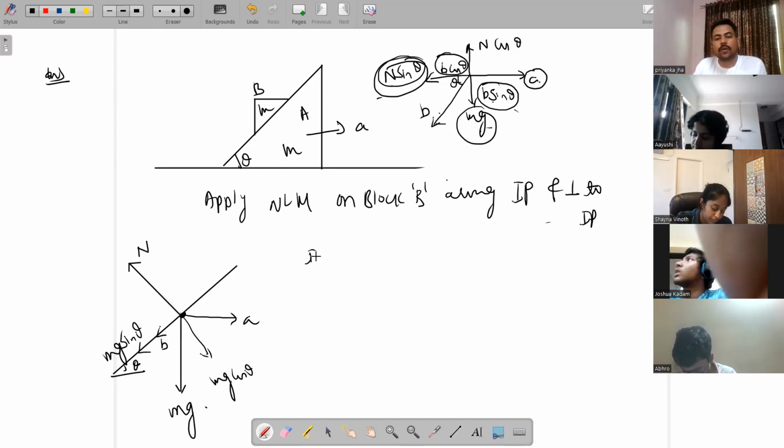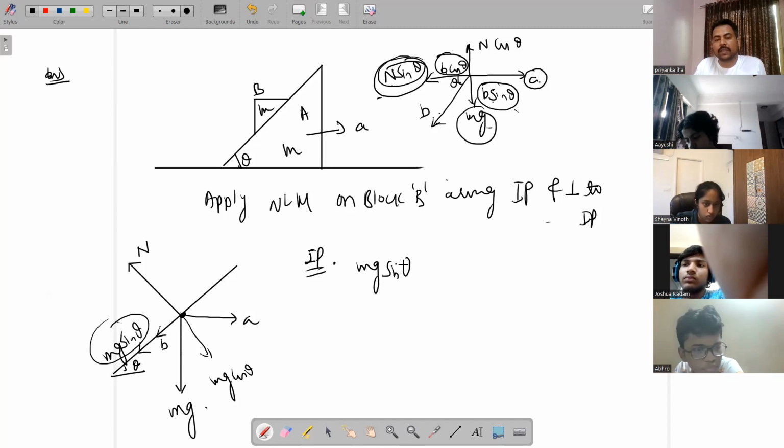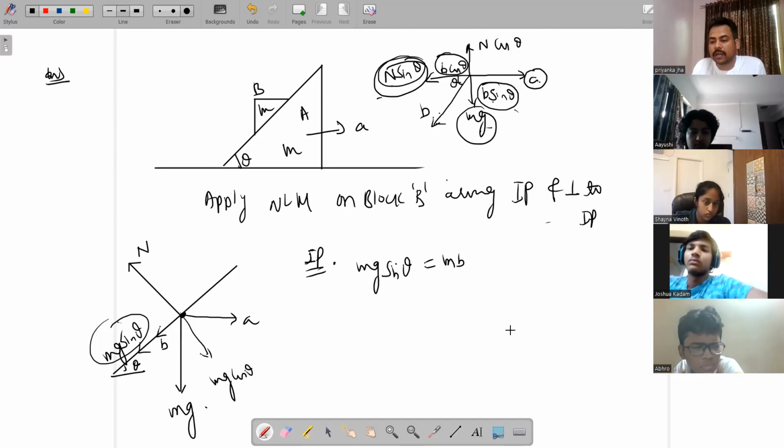Now, along the inclined plane, see, what is the net force along the inclined plane? That is mg sin theta. Net force along the inclined plane, that is mg sin theta. And what is the acceleration along the inclined plane? That is B. So mass into acceleration B. Understood? All right? सर ए का कंपोनेंट? Yes, A का component.